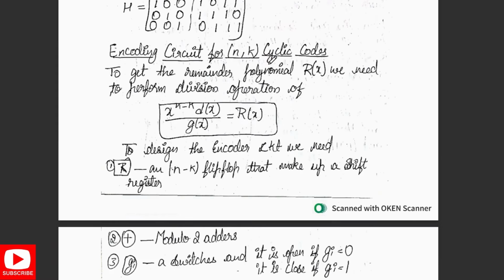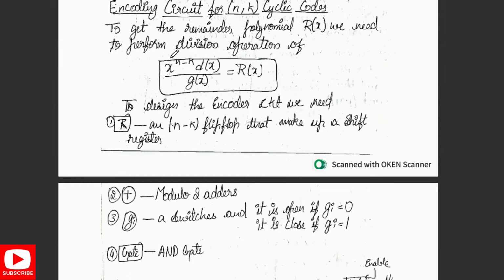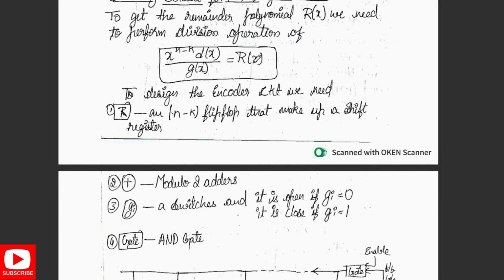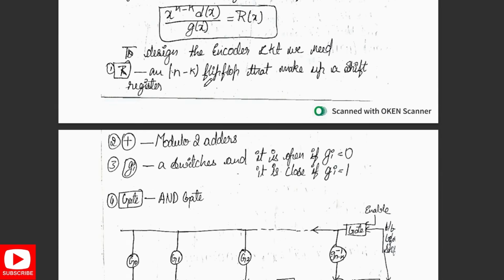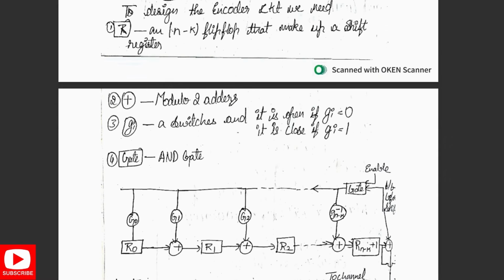Next, encoding circuit for n comma k cyclic codes. So this is the formula for the encoding circuit. You need to draw a circuit. To get the remainder, we need to do the division operation of this. So to design the encoder circuit, firstly we need R. These are the flip-flops that make the shift registers basically. Then the modulo 2 adders, and then we need Gi, the generator coefficients, that are switches. If it is open it means it is 0, if it is closed it means it is 1, and we need AND gates.